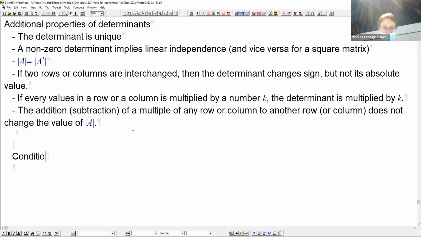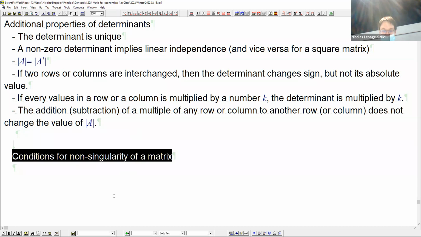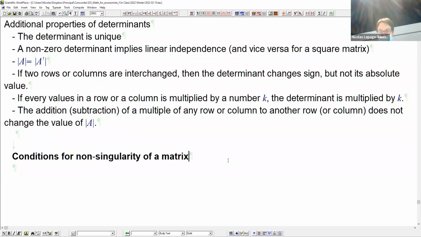All right. Conditions for a singular matrix. So one we've just seen is, or no, rather, squareness is one. The matrix must be square.